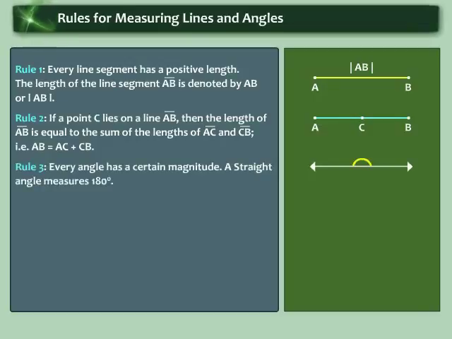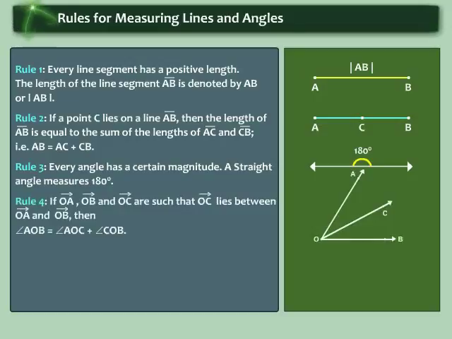Rule 3. Every angle has a certain magnitude. A straight angle measures 180 degrees. Rule 4. If rays OA, OB and OC are such that ray OC lies between ray OA and ray OB, then angle AOB equals angle AOC plus angle COB.